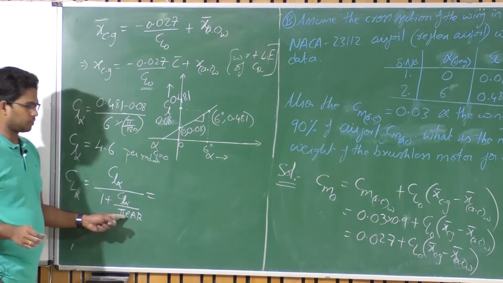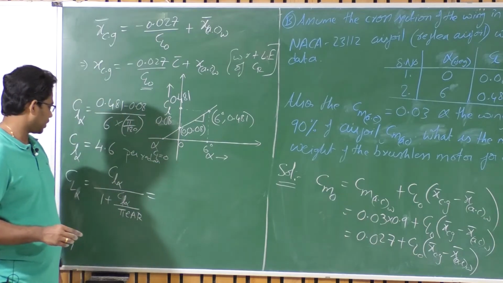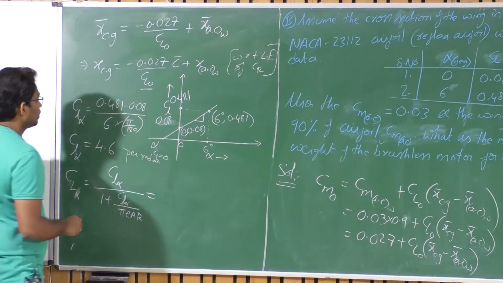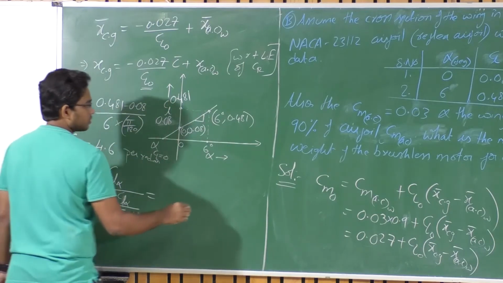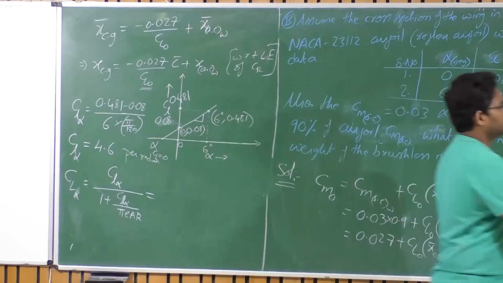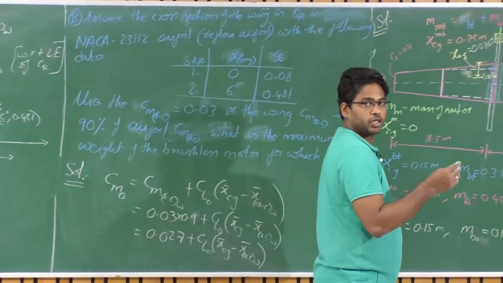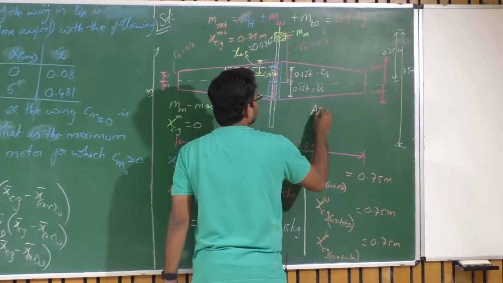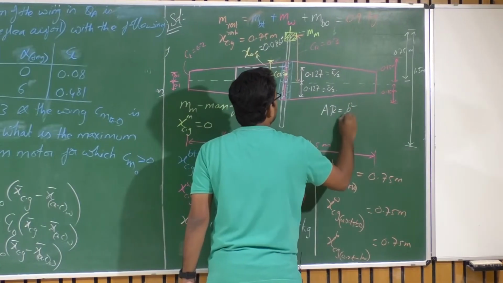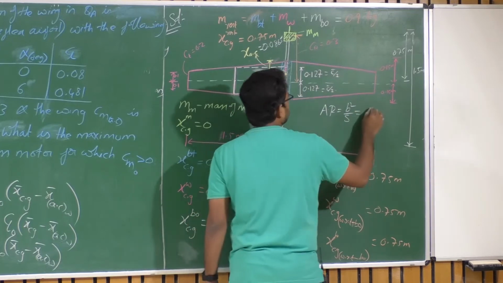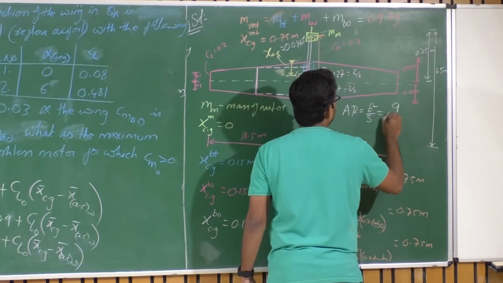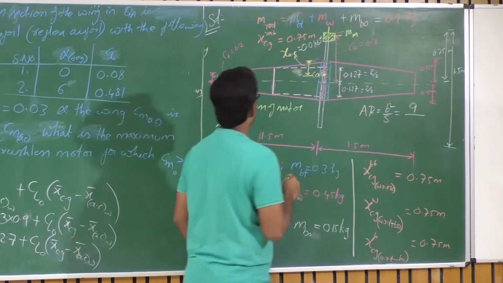So Oswald's efficiency was given earlier. So what is the aspect ratio here? You need to know what the aspect ratio is. So from the given geometry, aspect ratio is equal to b square by S, which is 3 square, which is 9, upon, what is S? What is the area of this?